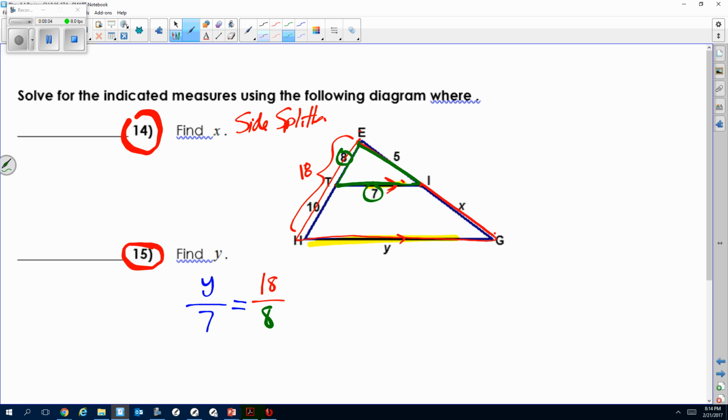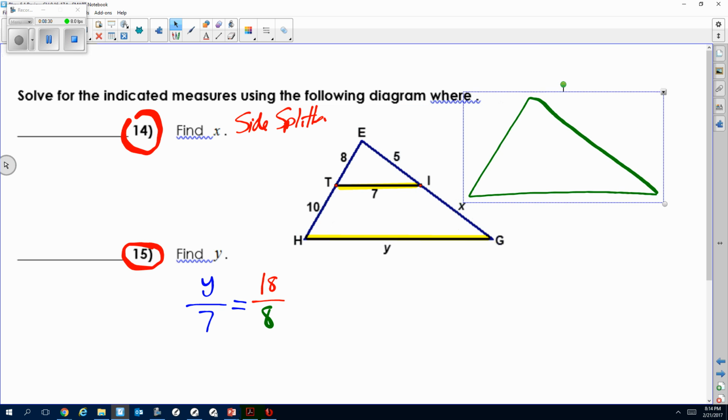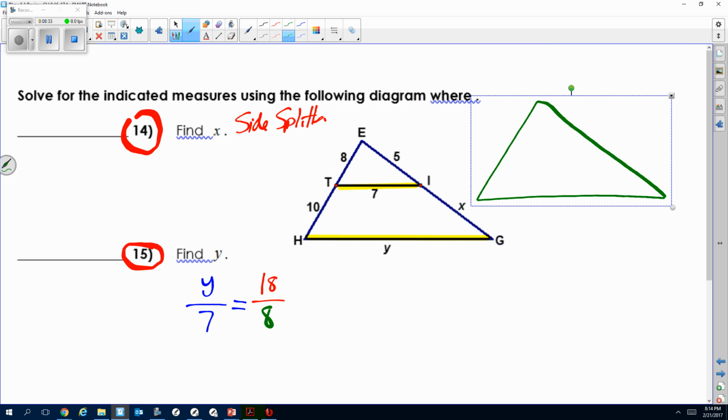Now, if you didn't see that, it might help to redraw them. For example, I'll show it again. We knew that this horizontal line is proportional to that one because they're both horizontal. But then if I look at the triangle made with that, that would be this triangle here. If I just separate that, that would be y down here. This whole side would be 18 because we have to add the parts.